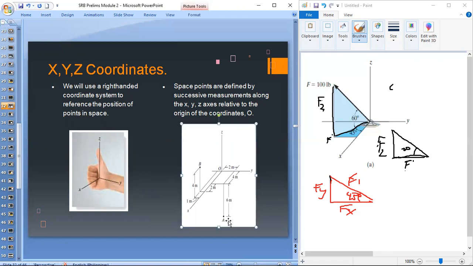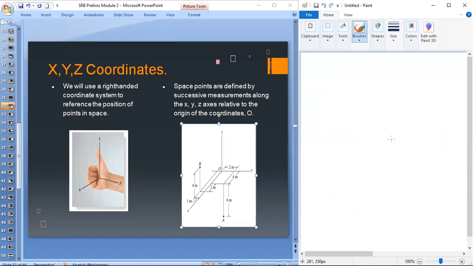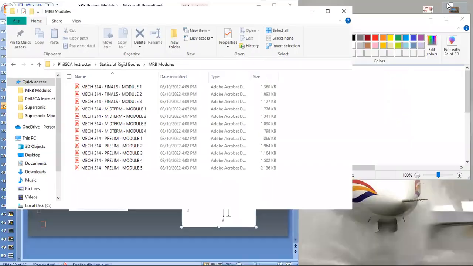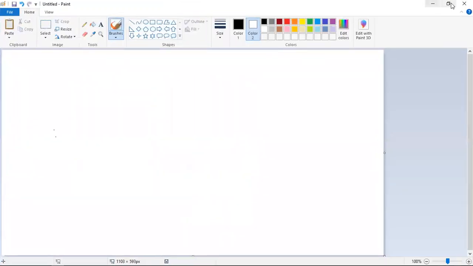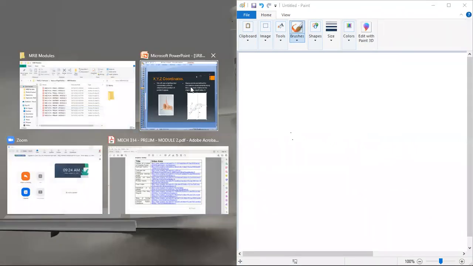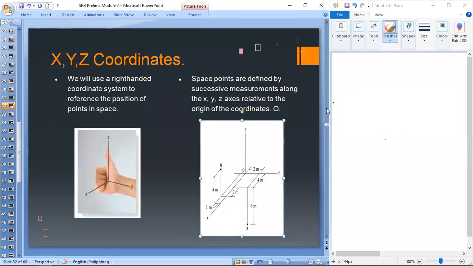So, for example, let's find this A. Wait a moment. Let's play this page of ours. And then, copy. What? Oh my goodness. Where is that? So, there. Sorry for the delay.